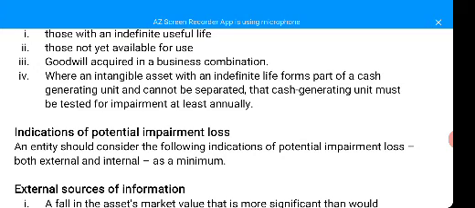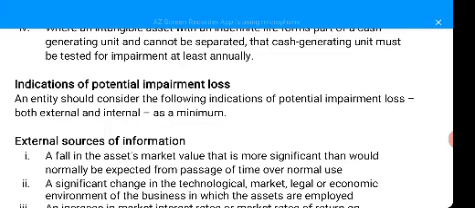Where an intangible asset with an indefinite life forms part of a cash generating unit and cannot be separated, that cash generating unit must be tested for impairment at least annually. At least annually. Now, indications of potential impairment loss. Any asset should consider the following indications of potential impairment loss, both external and internal. So you always look for indication. An indication might be external and might be internal. In our exam, if you are asked to state an indication of impairment, you are not told internal or external, so you can just list any one of the two.